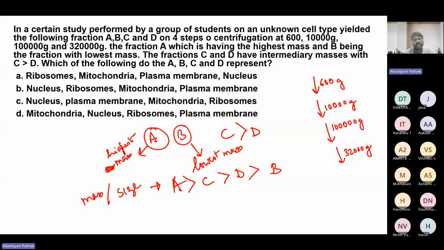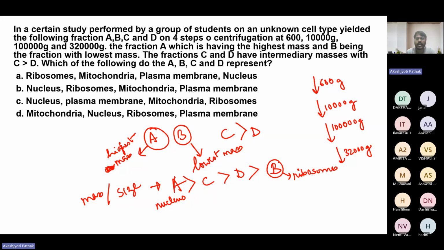A has the highest mass, which means A is what? Did you all understand the concept of differential centrifugation? The one with the highest mass will form the sediment fastest. Which organelle has the highest mass? It is the nucleus. And which organelle has the lowest mass? It is the ribosome.